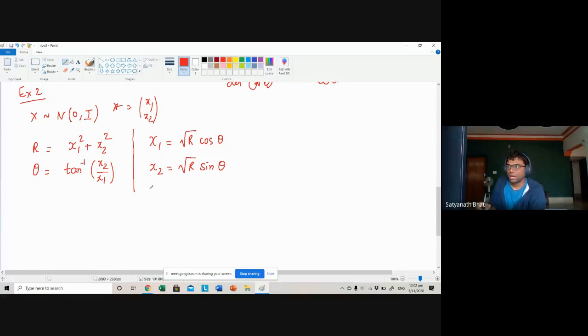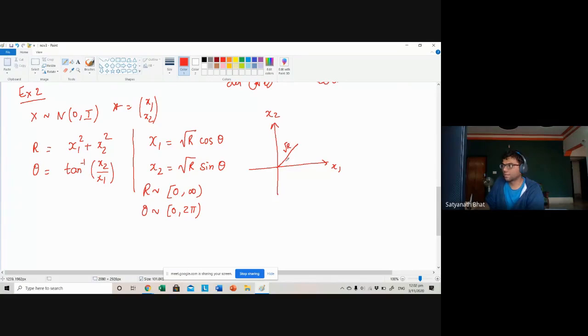Now r is a value which goes from 0 to infinity, and theta goes from 0 to 2 pi. So let me draw this. What you have is x1, x2, and this is, I'm calling it square root of r. This is my theta. So this is the change that I'm doing. I hope this is clear to everybody.